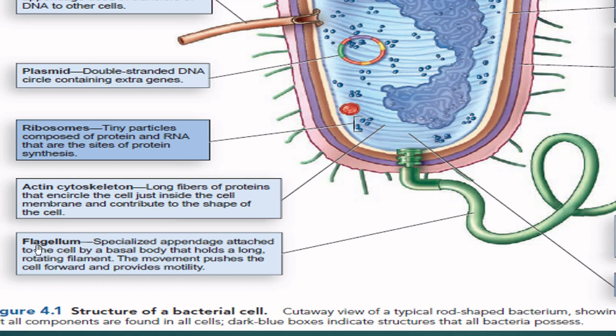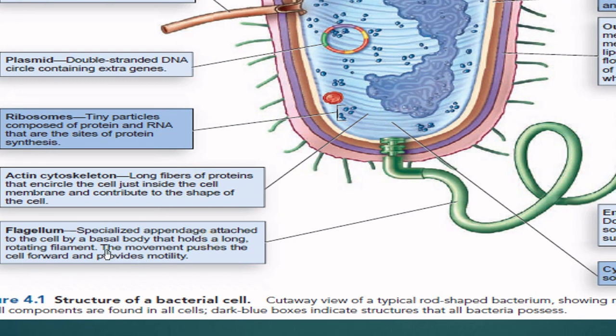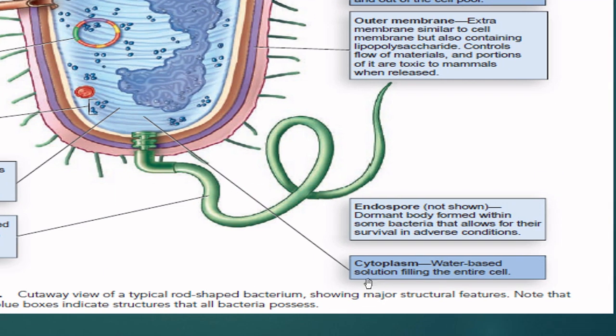Next one is the flagellum or flagella. It is a specialized appendage attached to the cell by a basal body that holds a long rotating filament, and the movement pushes the cell forward and provides motility. So it basically gives the bacterial cell its motility. It helps in motility. Next one is the cytoplasm. It is the water based solution filling the entire cell. So this is the cytoplasm.